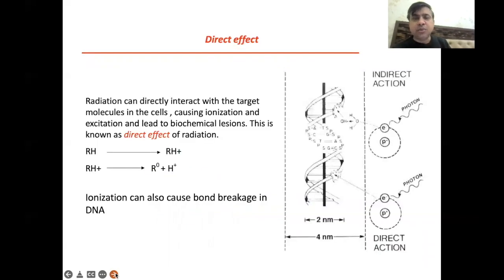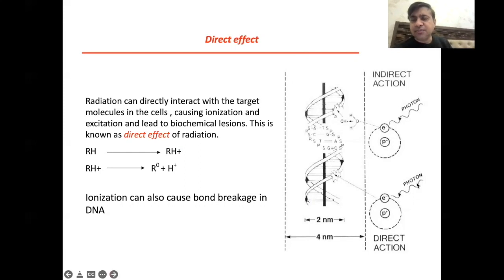So let us now go first to direct effect. You can see that this is a typical DNA double helical structure. Now in this DNA model, we see that it is just like a helix. The helix diameter is 2 nanometers, and we take a 4 nanometer diameter and we construct a cylinder. We construct a cylindrical object here, and this is the typical mathematical model to analyze the DNA radiation exposure.